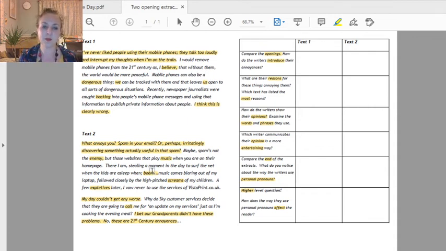Whereas the second one, what annoys you? Perhaps spam's not the enemy, but websites that play music when you are on their homepage. And then we've got our grandparents again. My day couldn't get any worse. So although they're both written in the first person, this one, I think, feels a bit more inclusive. Straight away, they've asked us a question. What annoys you? Oh, you're talking to me. Okay. And then it becomes us towards the end, our grandparents. I hope that makes sense.